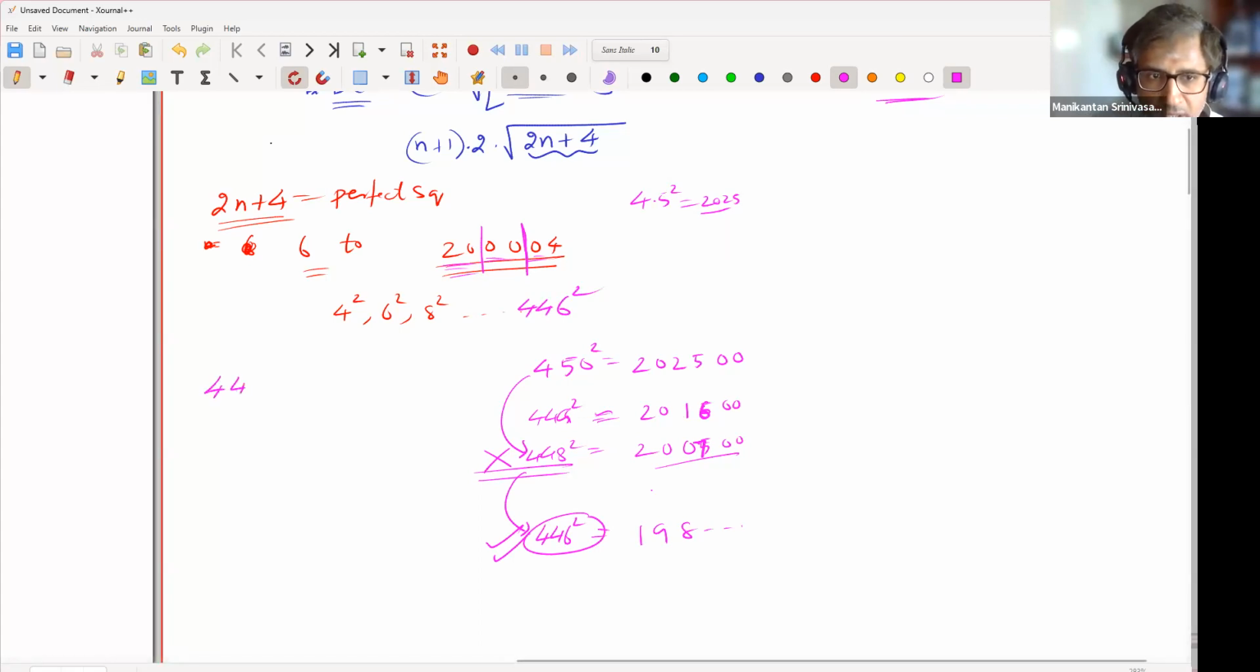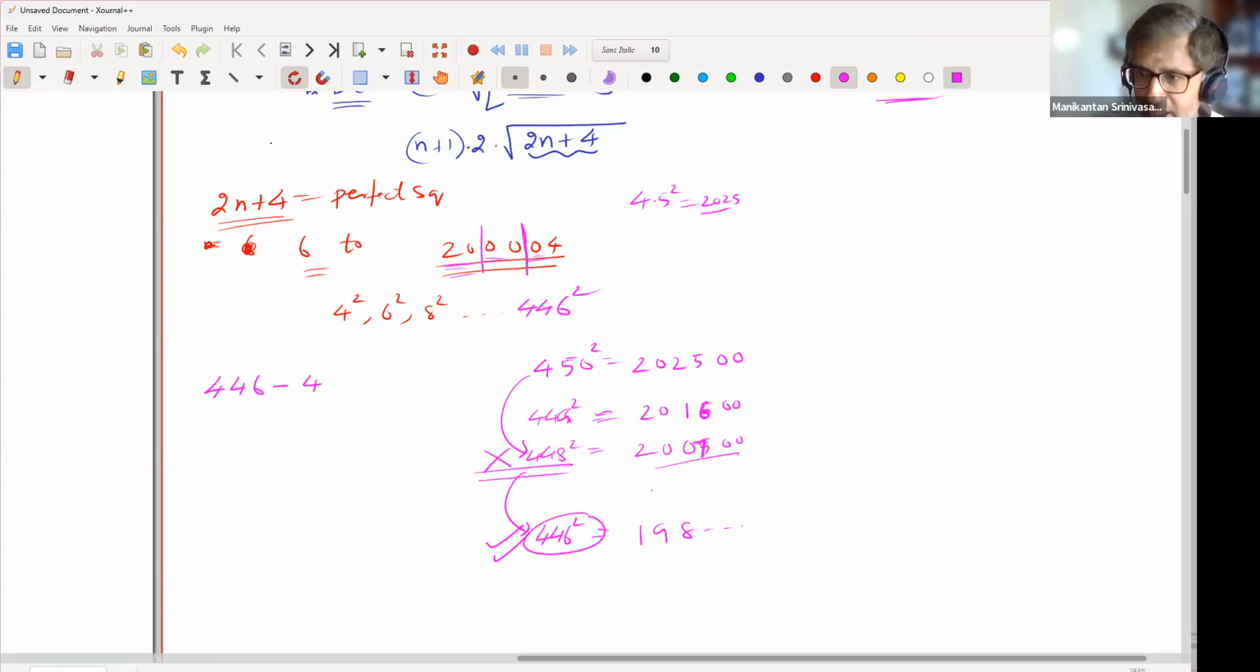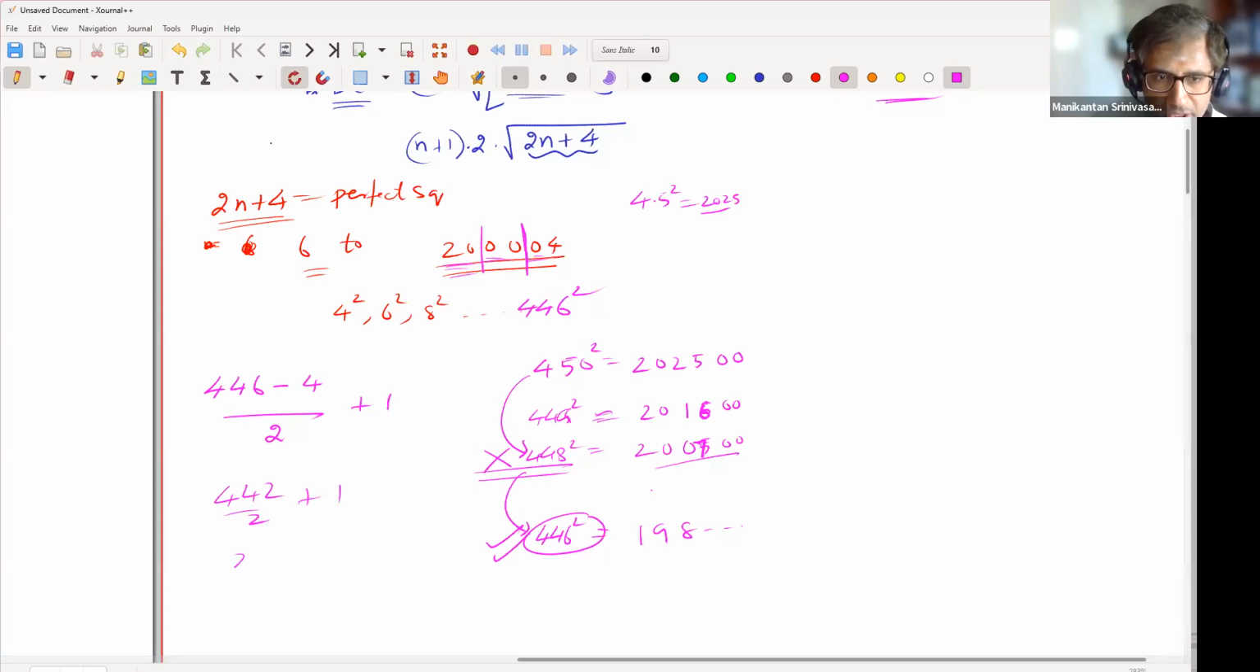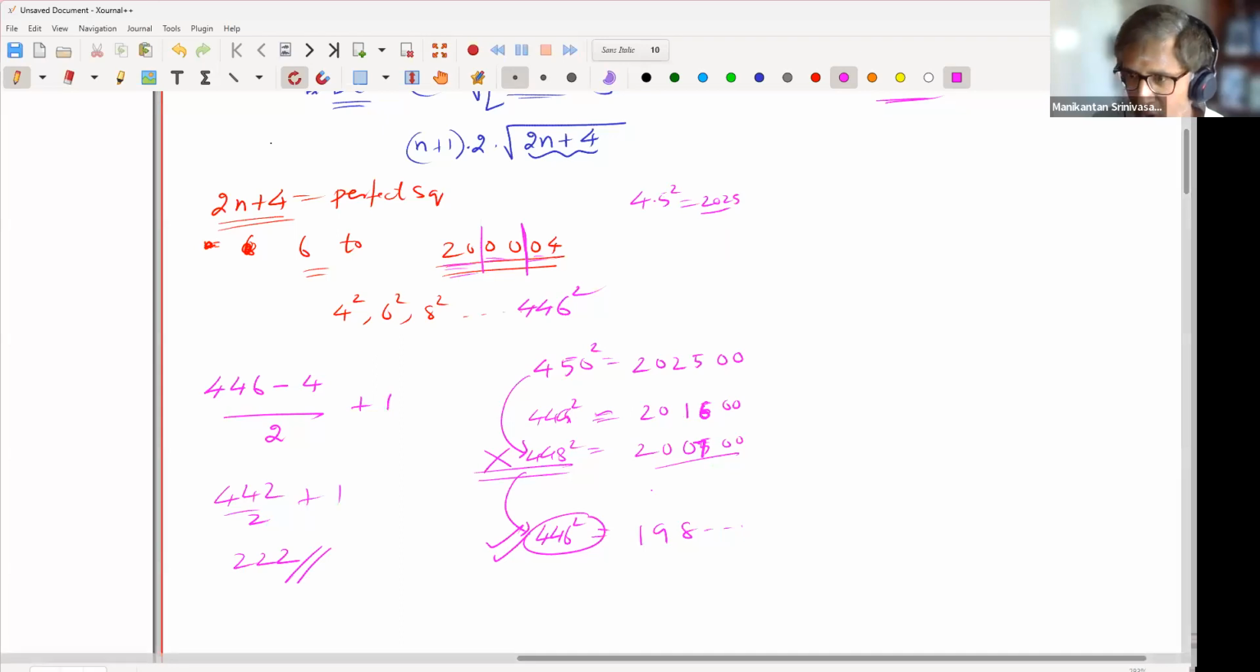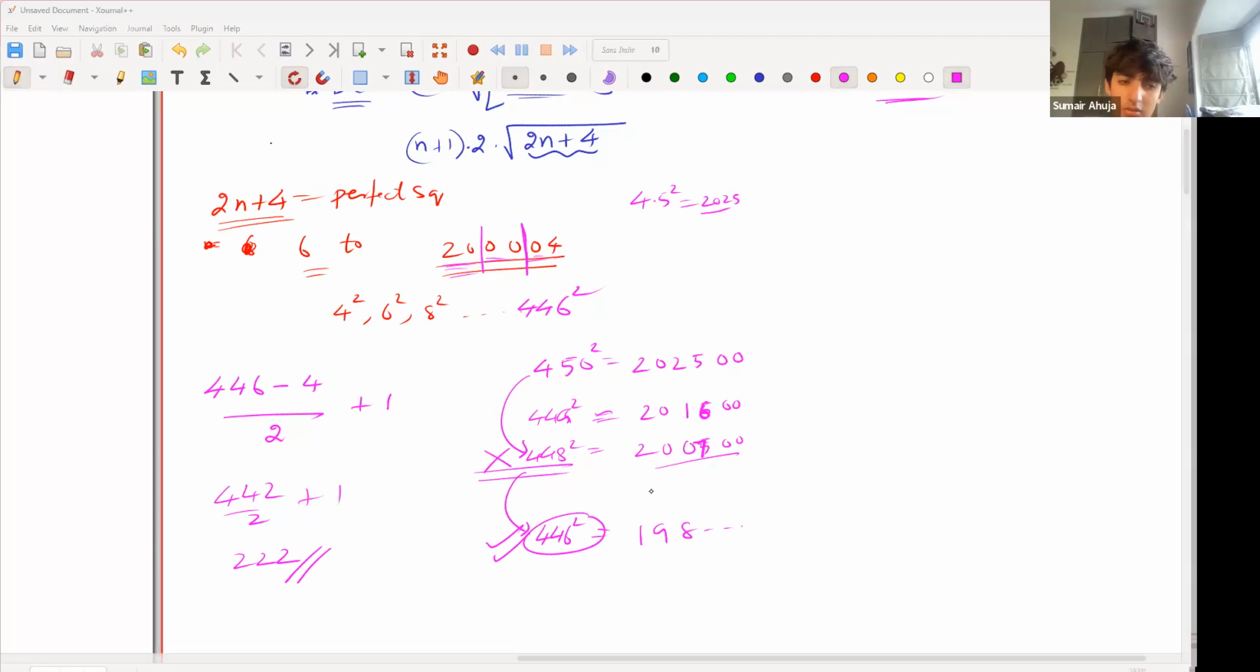So how do we do this? Difference: 446 minus 4, divided by the common difference 2, plus 1. So how much is this? 442 divided by 2 plus 1, which is 221 plus 1, which is 222. It could be off by 1 or 2, so let me also open the answer key. Yes, 222 was the correct answer. Yeah, 222, right?